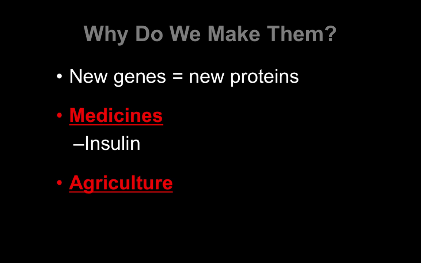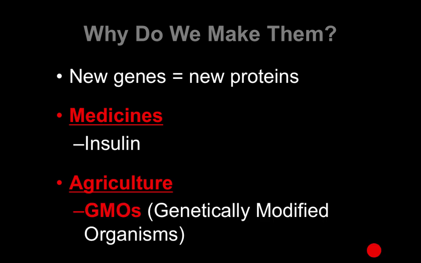And then agriculture is full of transgenic organisms. But we don't call them transgenic organisms, we call them GMOs, or genetically modified organisms. And you've probably heard a lot about GMOs, but you probably don't know all that much about them. So let's look at GMOs really quick, and then you are going to look at them a lot more later on. But why do we make them?